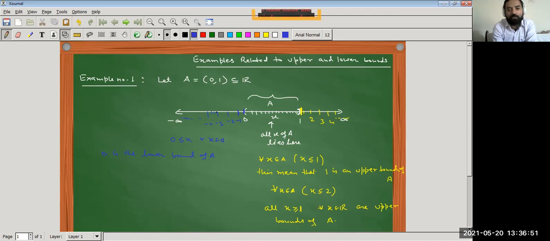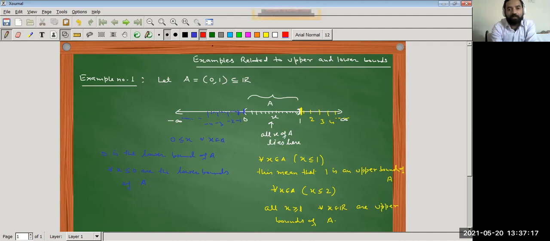So what can we say about -1, -2, -3, -4 and so on? All the numbers lying between -3, -4, -1, -2, 0 and -1 are all lower bounds. So we can say for all x less than or equal to 0 are the lower bounds of the non-empty set A.